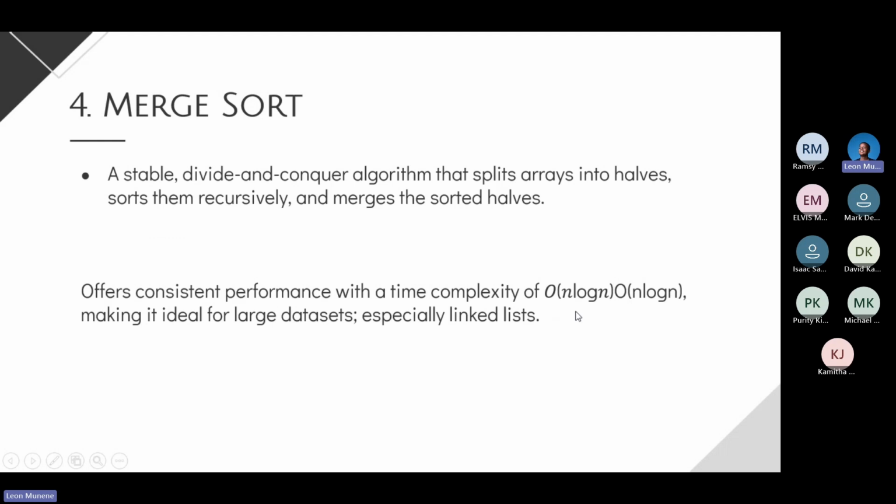O(n log n), which is basically a very small number, as you can see if you do the mathematics, that is obviously smaller than the bubble sort and most other algorithms. And it's obviously ideal, as quick sort is, for large data sets.